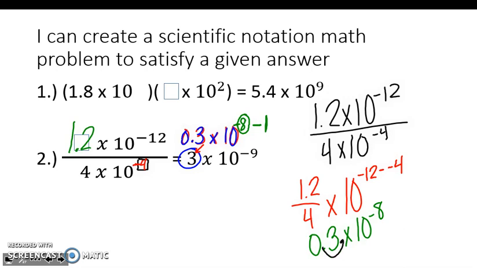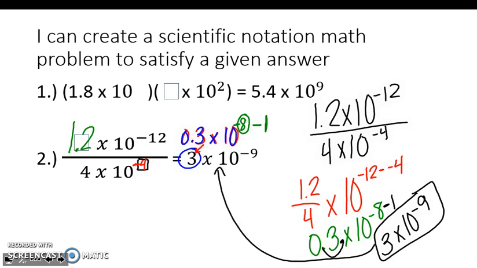So I would have to move the decimal, and since 0.3 was less than 1, we're going to subtract 1 from the exponent. So I get 3 times 10 to the -9th, which is what they wanted my answer to be in the beginning. So I know that my two missing numbers are 1.2 as the leading coefficient and -4 as the exponent. So there's a little bit more work involved on the division problem than the multiplication problem.